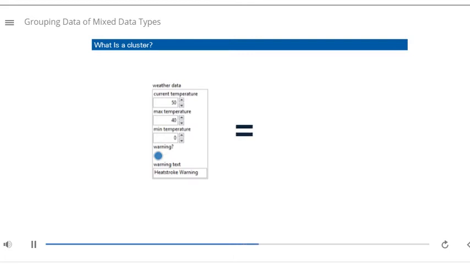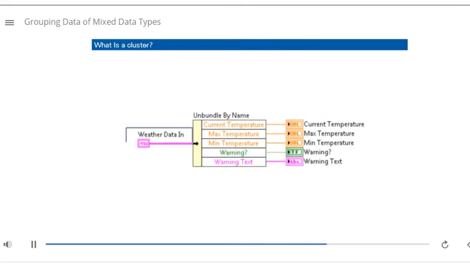A cluster is functionally similar to a record or struct in text-based programming languages. Most clusters on the block diagram have a pink wire and data type terminal. It's possible to access the individual data elements that are stored within a cluster.